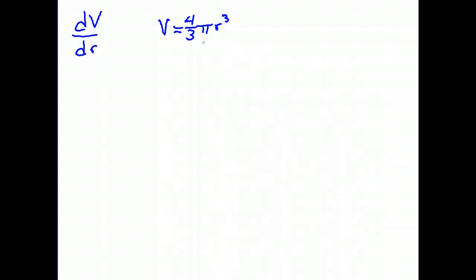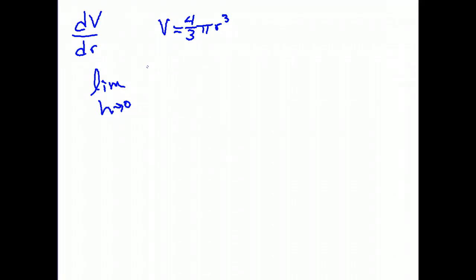Now what's this volume talking about here? This is the volume of a sphere with radius r. We can find the volume as 4/3 pi r cubed. So we want to find what is dV/dr. Now that's going to happen when we take the limit as h approaches 0, and this time we're just plugging in, instead of x plus h, it's just r plus h, and instead of f of x, it's just V of r. So the process is still the same.